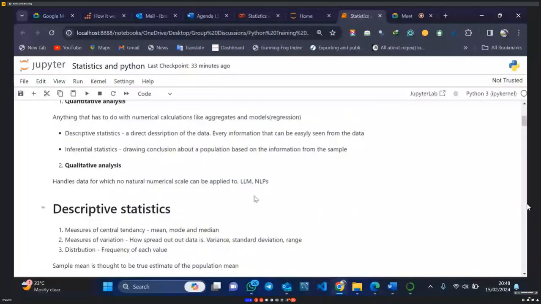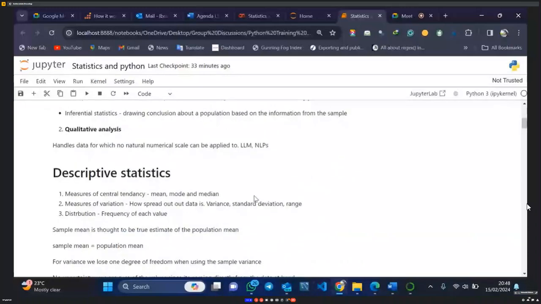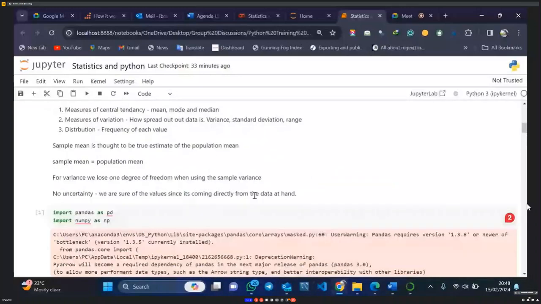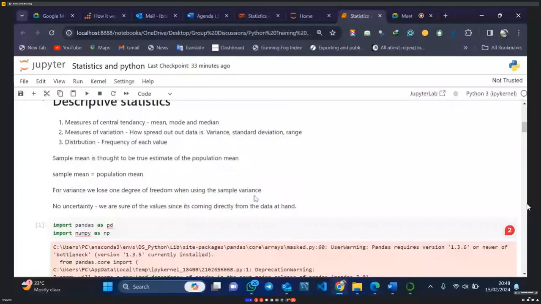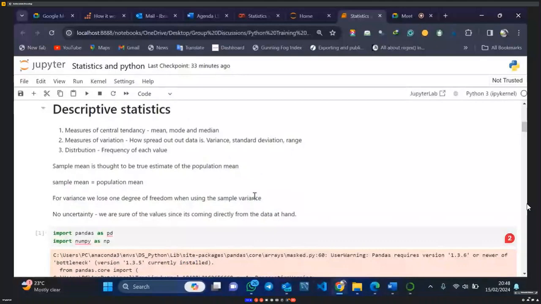Okay. So that was the basic concept of statistics. Now we go to descriptive statistics. That's where we have the mean, the mode, and the median. The second is measures of variation, that is how spread out the data is. Then there is the distribution, that is the frequency of each value. So those are topics under descriptive statistics.